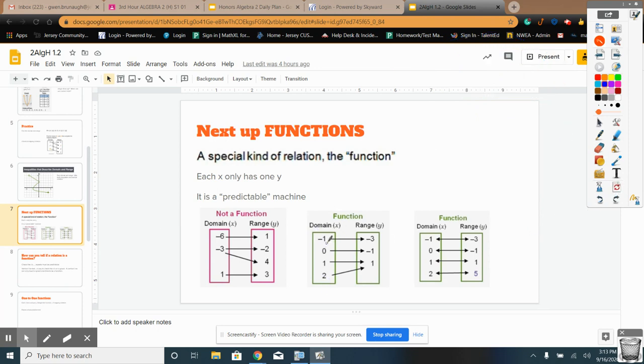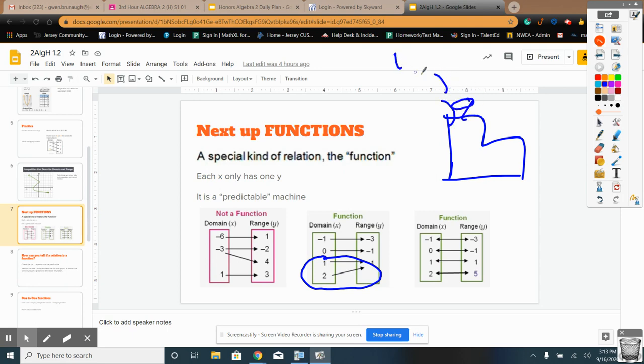This guy is a function. Each x has only one y. Now, what's happening here? Well, it's okay. For this particular function, when you plug in 1, it shot out a 1. If you plug in a 2, it's also shooting out a 1. But that x only has one y. It doesn't have 2 y's. So later, if Mrs. Thurston comes in and plugs in a 2, it's still going to shoot out a 1. If Mrs. Bruno plugs in a 2, it's going to shoot out a 1.